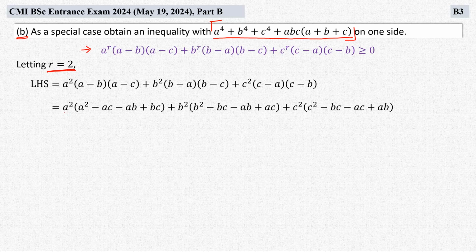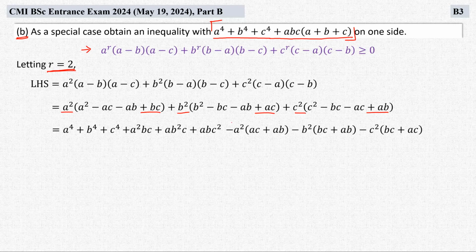The fourth power can appear by this times this, and this times this, and this times this. These three give a to the power 4 plus b to the power 4 plus c to the power of 4. Next, let's deal with these plus terms. Multiplying with these parts gives a squared bc plus ab squared c plus abc squared. And then we have the remaining minus terms, which can be written like this. So this part is equal to a to the fourth power plus b to the fourth power plus c to the fourth power plus abc times (a plus b plus c).